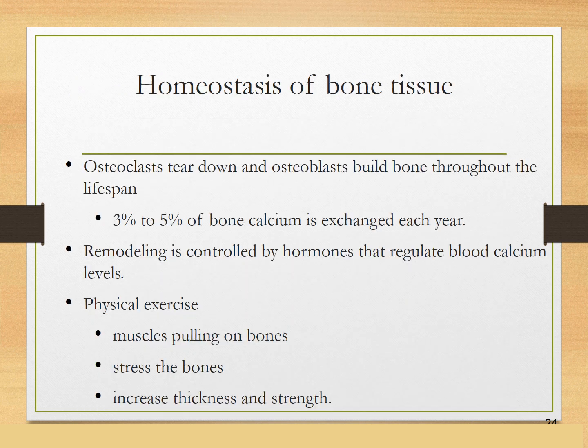Let's look at the homeostasis of bone tissue. About 3 to 5% of your bone calcium is exchanged each year. So these osteons are constantly being broken down and rebuilt. Mature bone cells are called osteocytes. Osteoclasts are cells that tear down bone matrix by secreting enzymes. Osteoblasts build bone matrix. This remodeling process is regulated by hormones that regulate blood calcium levels.